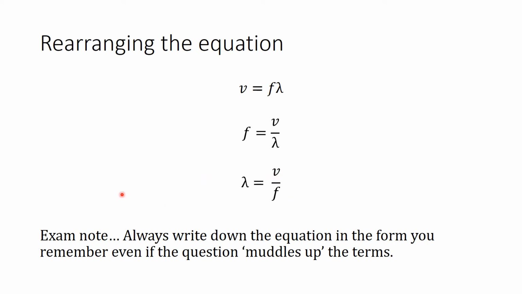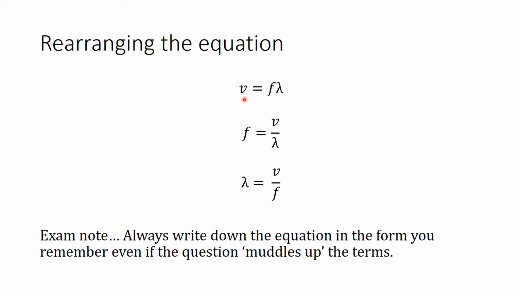Now, little exam note here. Often in exam questions now, they'll ask you to write out the equation. They'll give you the terms in words. So they'll say something like, write the equation that relates the frequency, wave speed and wavelength of a wave. And a lot of people then try and do it with the words in that order. So they would try and work out this equation here, where in actual fact the one they've learnt is that one. And I would say, write down the one you know.